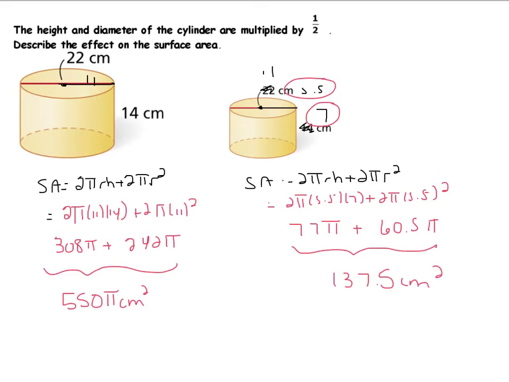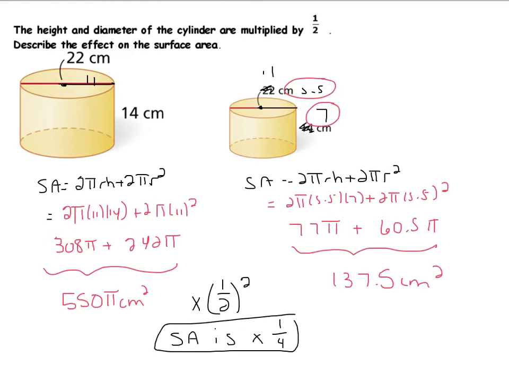So describe the effects. Does it look like it gets cut in half? No, no, no, no, no. Remember, we changed both dimensions here. So in this case, we get multiplied by 1/2 squared. So the surface area is multiplied by 1/4. Or if you said divided by 4, that's fine.